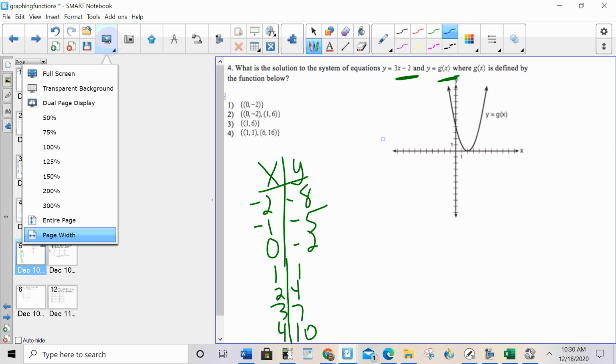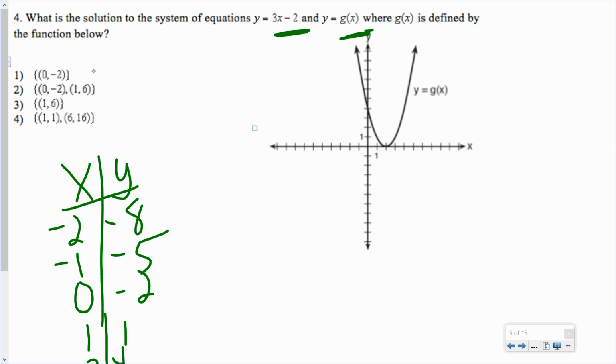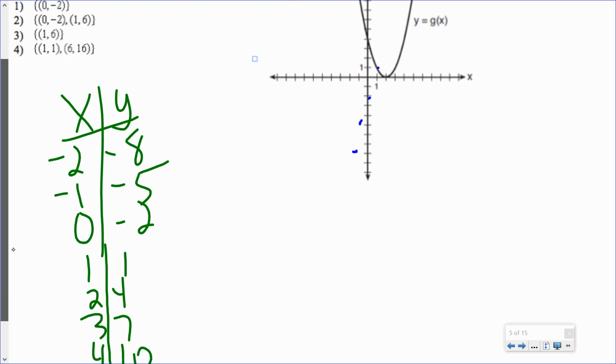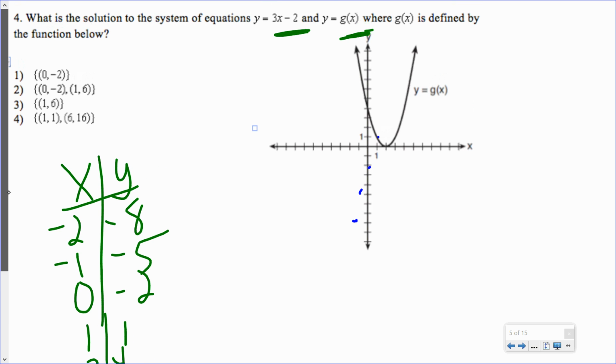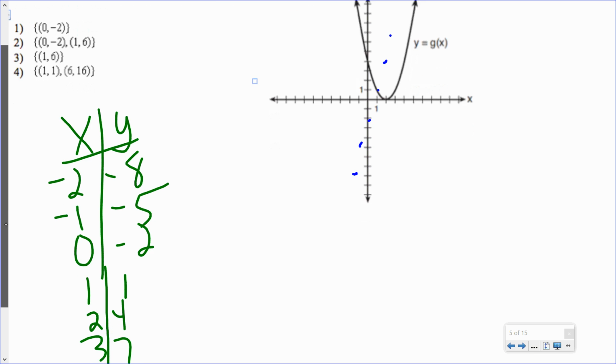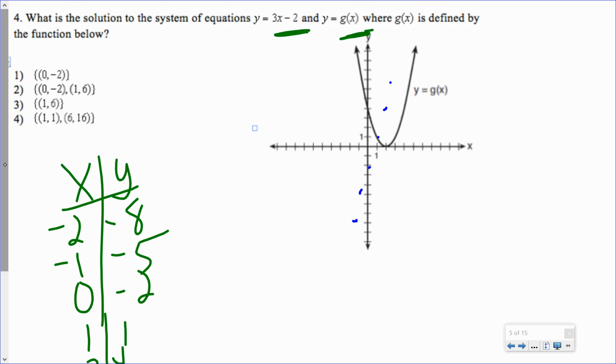So, I'm going to plot those points. Again, it doesn't have to be perfect. -2, -8. It's going to be somewhere like that. -1, -5. 0, -2. 1, 1. 2, 4. 3, 7. 4, 10.